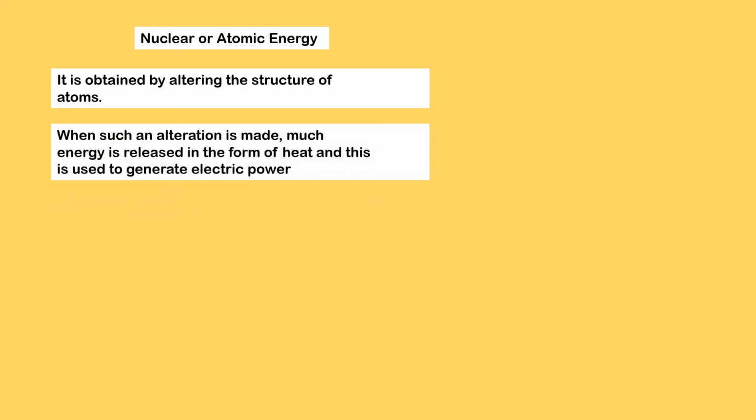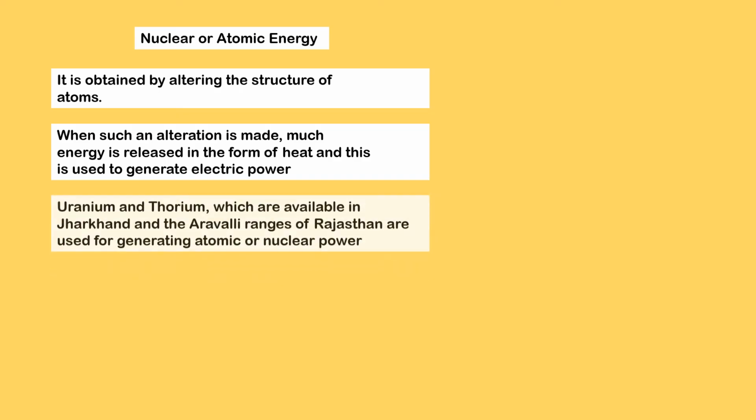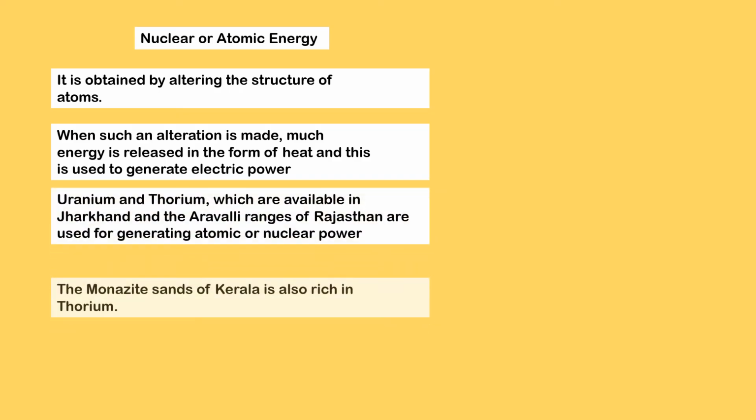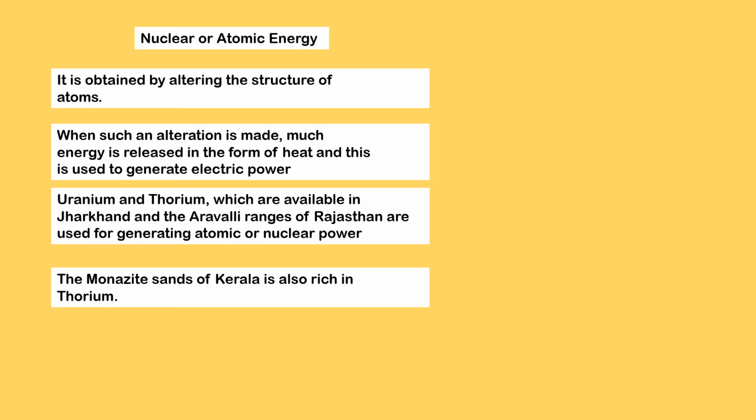Nuclear or atomic energy. How do we get it? We get it by altering the structure of atoms. When such an alteration is made, much energy is released in the form of heat, and this is used to generate electricity. Uranium and thorium, which are available in Jharkhand and the Aravalli ranges of Rajasthan, are used for generating atomic or nuclear power. The monazite sands of Kerala are also rich in thorium.